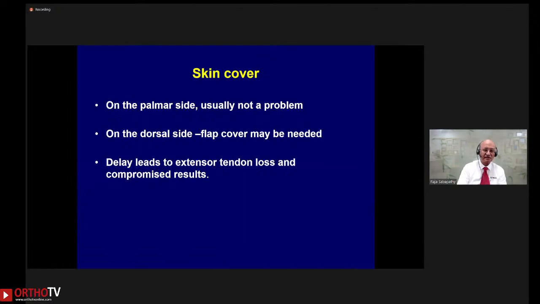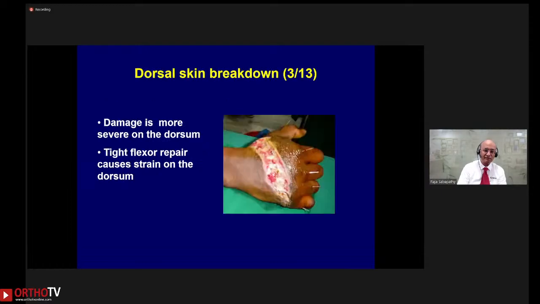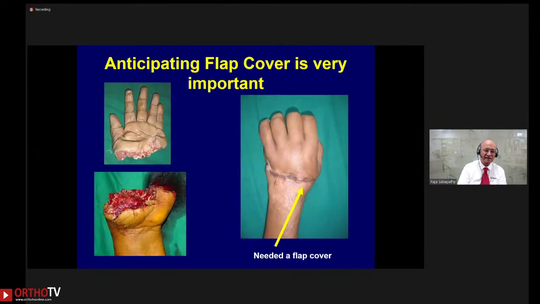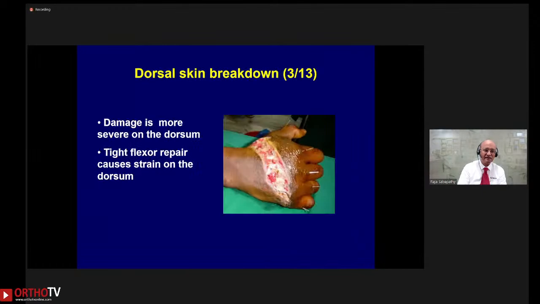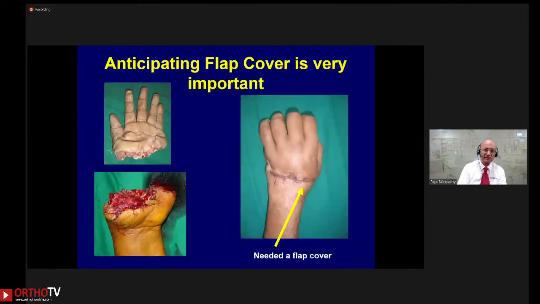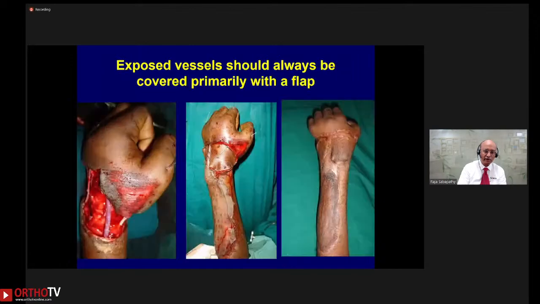Skin cover usually is not a problem on the palmar side. But on the dorsal side in a transmetacarpal replant, it's a problem, and sometimes we had wound breakdowns. When you do a flexor repair, it's a tight flexor repair, and it causes a strain on the dorsum, and then it might break down. If it breaks down, immediately you're going to cover it with a flap. Anticipating flap cover is very important in a transmetacarpal replant, and many times we avoid it.